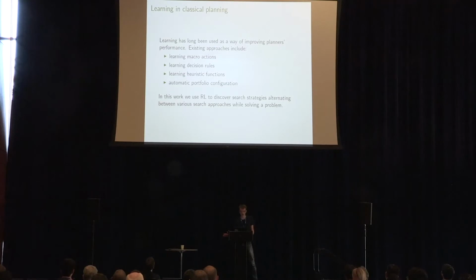So learning is, of course, not new in classical planning. Over the years, there has been a lot of work, including learning macro actions for planning, learning decision rules to control the search, learning heuristic functions to estimate the distance to the goal from any given state, and even automatic portfolio configuration. So to the best of our knowledge, this is pretty much the first attempt to use learning to discover search strategies that are then applied while solving a given planning problem.